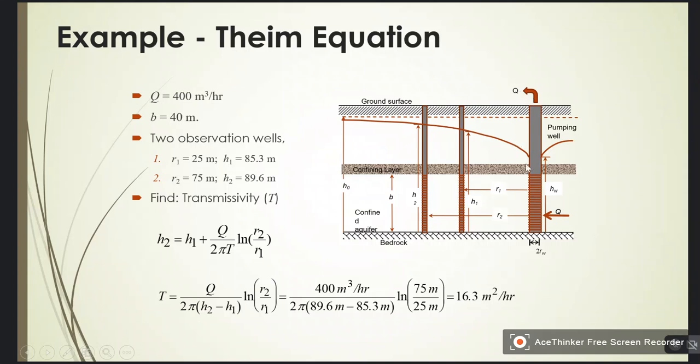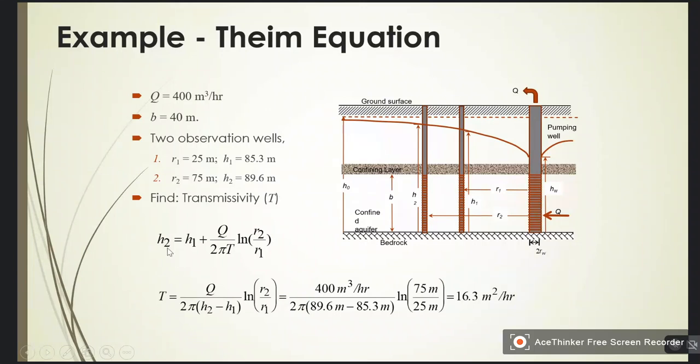Now there are two observation wells. One observation well is at a distance of R1, which is equal to 25 meters. And another observation well is at R2, which is 75 meters from the pumping well. And the corresponding heads, H1 and H2, are given as 85.3 meters and 89.6 meters. You are supposed to calculate the transmissivity. So, T. What is the equation?